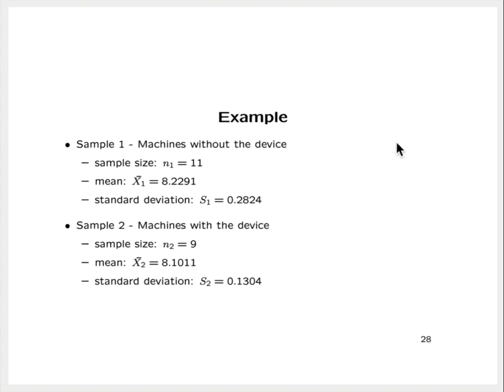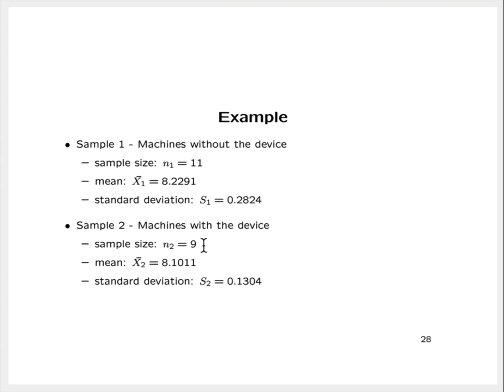And so here are the data. We have sample 1. This is a sample of jars of peanuts from the machines without the new control device. We have a sample size of 11 jars of peanuts. The sample mean, the weight of the peanuts in the jars, was 8.2291 ounces, and the standard deviation, S1, was 0.2824.